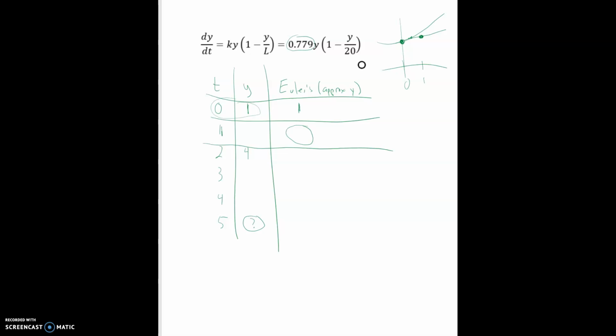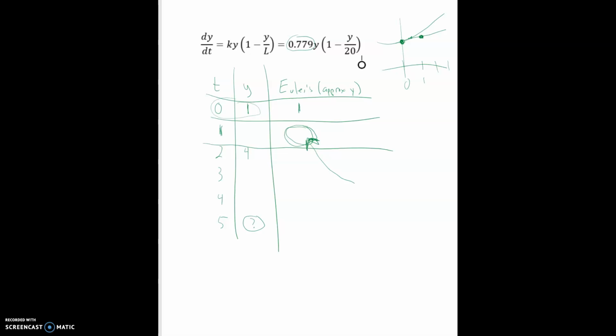If that picture makes sense, you're using your information from your last point to get to this point, okay? And that would be your estimate there. And then you just repeat that process to get to 5. So maybe that helps to find this first approximation, or the approximation for when t equals 1, I should say.